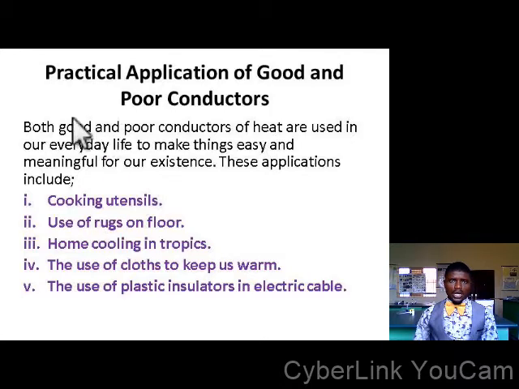This is it here. Good conductors are used for cooking utensils. You cannot use a poor conductor as pots. If you do, your food will remain there forever. So that's why we use pots that are made of conductors in cooking. We also have the use of rugs on the floor.